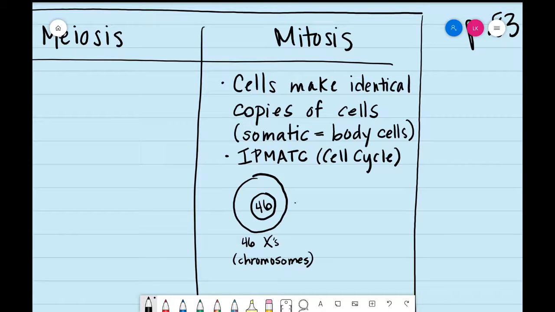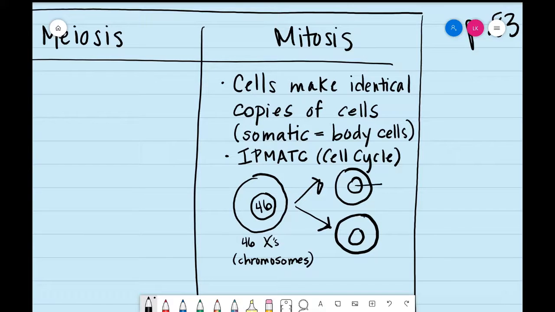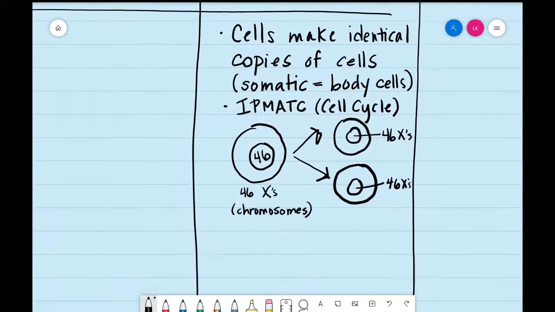And it creates 2 copies of the exact same thing, 46 and 46. Okay, so they're actually going to be identical. There's no difference, unless there's a mutation, in which case that's a totally different situation.